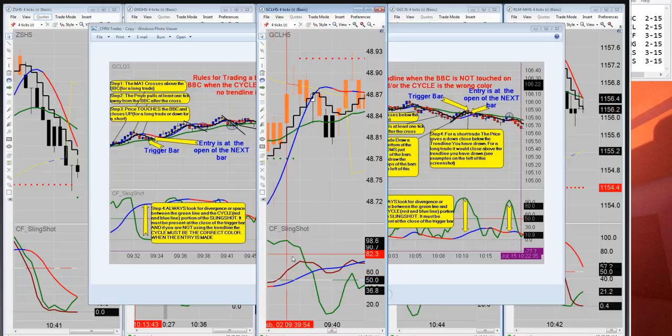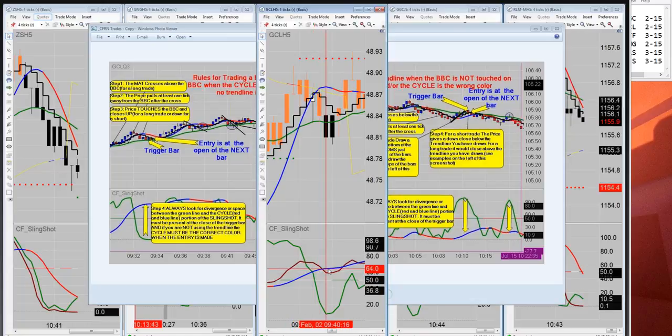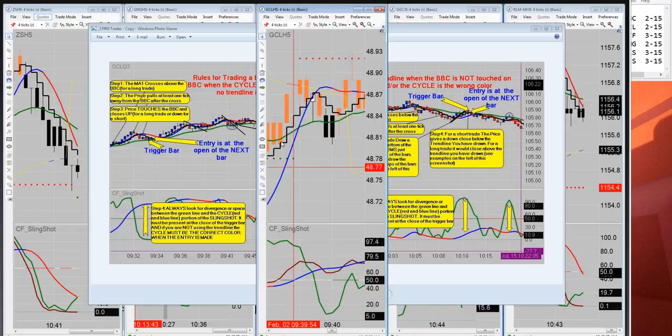When I say divergence, what I mean is the green line has to have moved away from the cycle. For a long trade, you have to have bullish divergence, which means the cycle has to have crossed above the green line, like this right here. You see how the green line had moved away from the cycle in here? So this is bullish divergence right here.